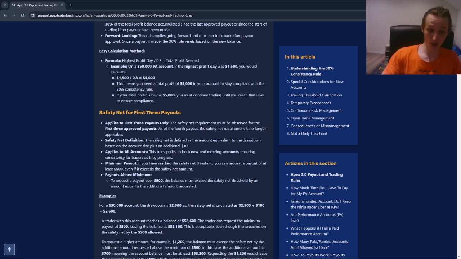So the minimum payout, if you have reached the safety net threshold, which in my case is $2,600, you can request a payout of at least $500, even if it exceeds the safety net amount. Payouts above minimum. To request a payout over $5,000, the balance must exceed the safety net threshold by an amount equal to the additional amount requested. So I think you need another $500.